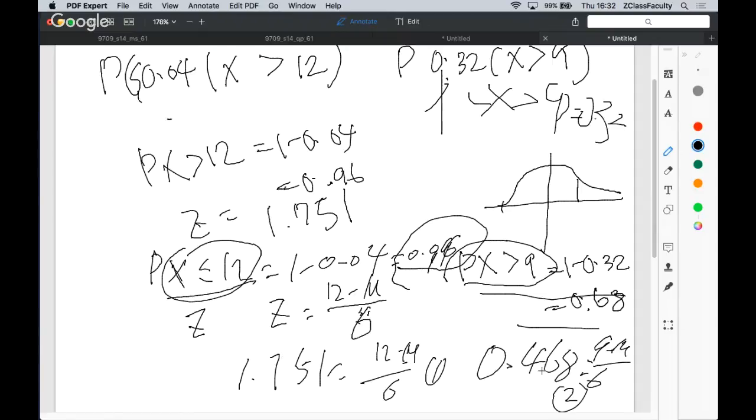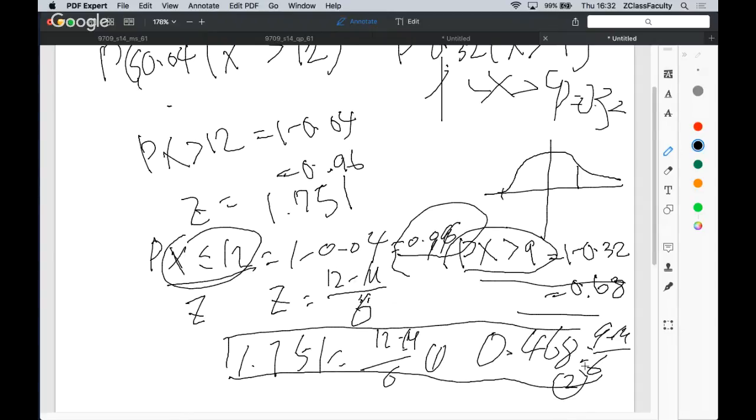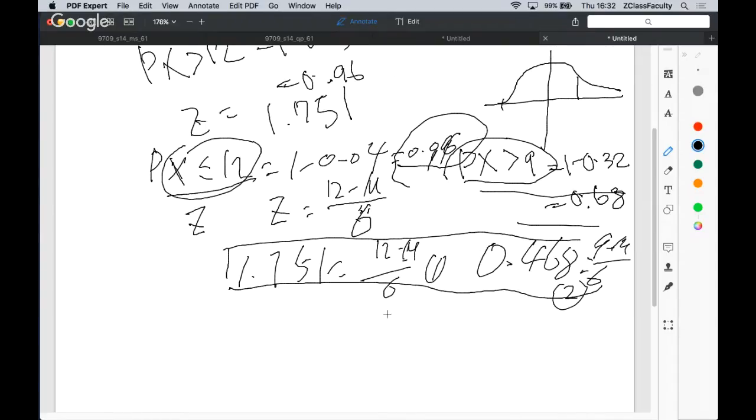Two equations with two variables, which is called a simultaneous equation. You know how to solve the simultaneous equation. Okay. You understand how it was done? Yes. Okay. Let's move on to the next question.